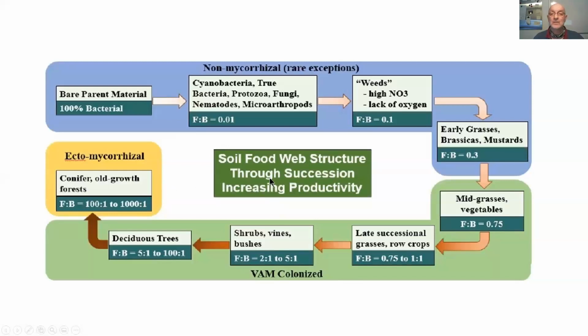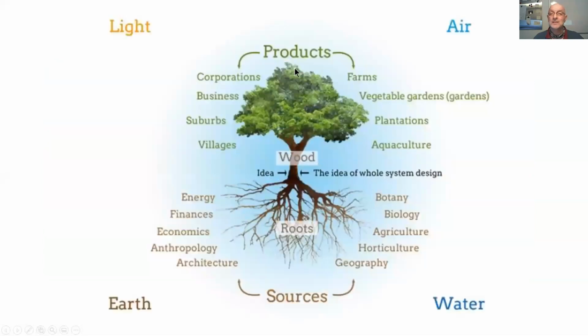So if you put it into a different figure, we can look at it in a way where we have the tree, we have the roots again, and very much all of the thing that I have already said. We have some products, cooperation, farm, business, vegetative gardens, suburbs, plantations, villages, and so on. Obviously, we know a little bit about where we use trees. So this is what can we use it for?